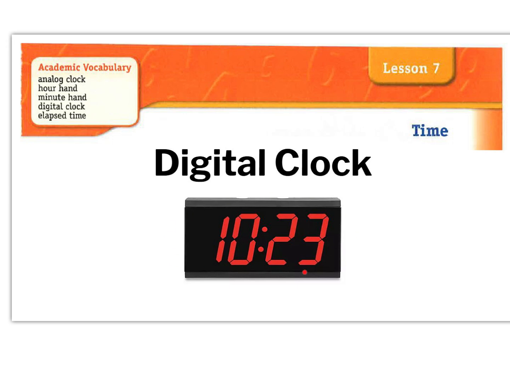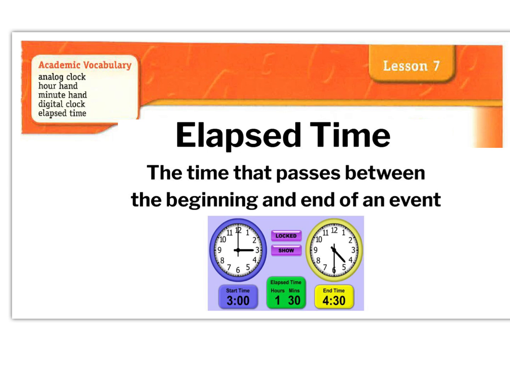This is called a digital clock. When you see it displayed like that, that is digital. Elapsed time is the time that passes between the beginning and end of an event. So if the start time was 3 o'clock and then it ended at 4:30, the elapsed time, how much time from 3 o'clock to 4:30, was an hour and 30 minutes.